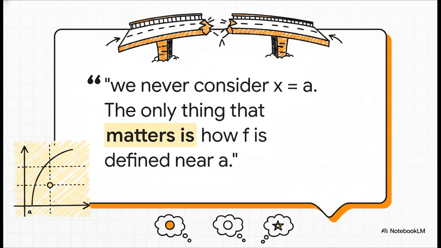Think of it like a broken bridge spanning a river. You know exactly where the bridge should be connecting based on the road leading up to it from both sides, even if a massive chunk of the actual bridge is just gone right in the middle. Whether the actual point is there, missing, or magically teleported somewhere else, the limit only cares about the intended destination. This rule is exactly why calculus can step in and solve problems that algebra simply cannot touch.